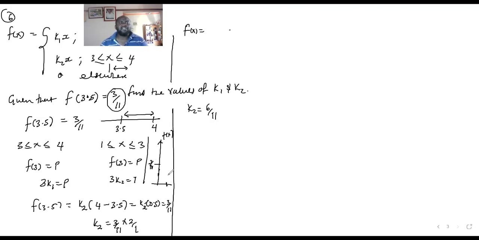It lies within a given gap. It is not just at a given point. That probability lies within a given gap. Because according to what was given, they said, given f of 3.5 is equal to 3 out of 11, sorry.